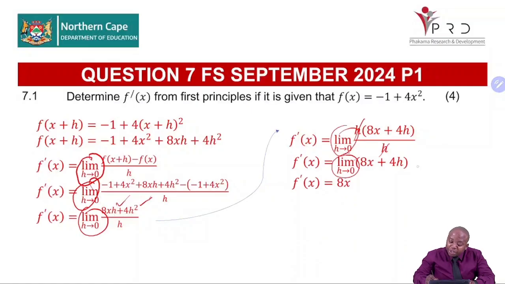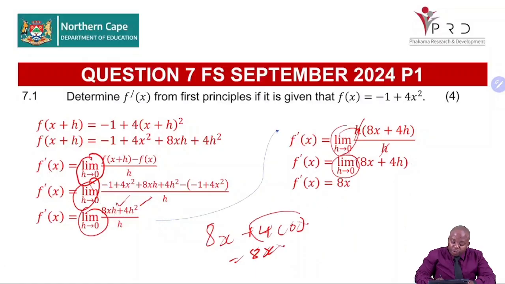Now I have substituted h equals 0, because we are approaching 0, so it's 8x plus 4 into 0. Then 4 plus 0, this 4 times 0 will now be 0, and 0 plus 8x gives us 8x. Then our f prime x gives us 8x.